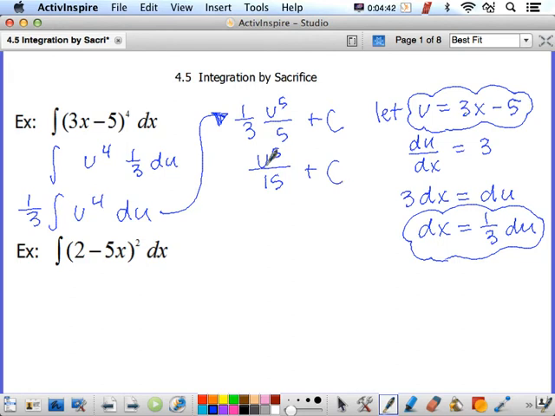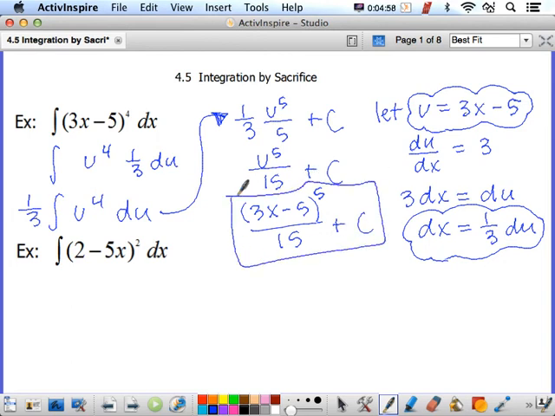So instead of u, we're going to now put back our parentheses. So we're going to say that's parentheses 3x minus 5 to the fifth over 15 plus c. And this is our final indefinite integral. If we took the derivative of that and applied the chain rule, we would have our original function back. Do you have any questions about that so far?